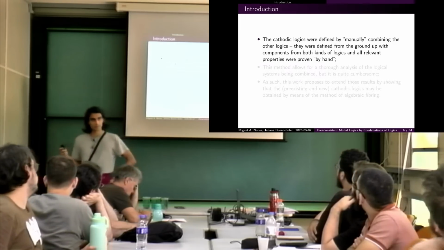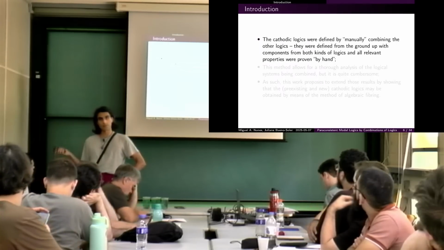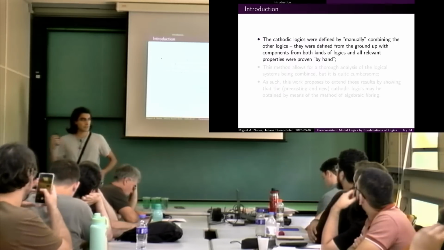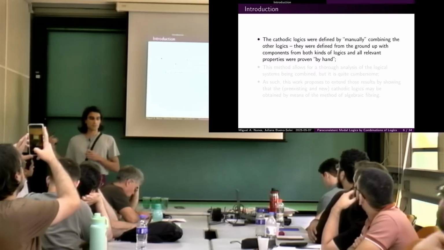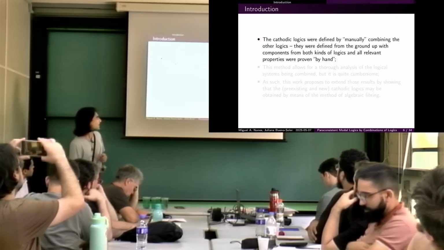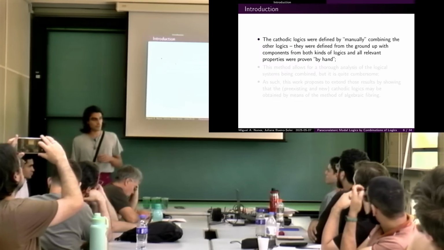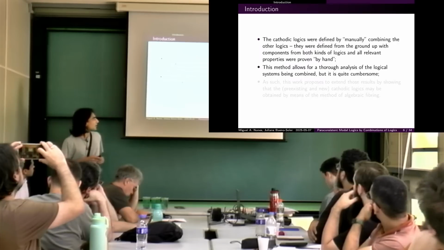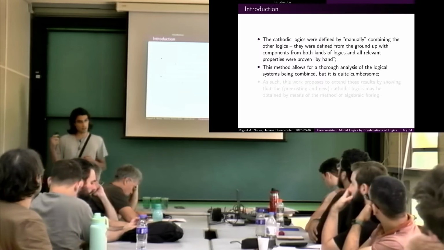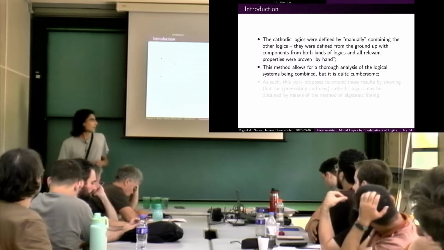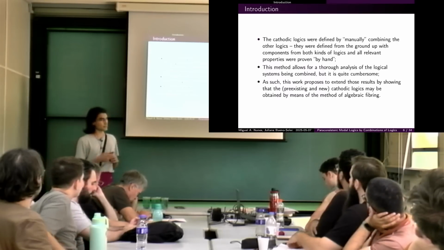These logics were defined in a, let's say, manual way, that is, she defined them from the ground up, defined their language, their syntax, their semantics, by basically picking and choosing components from both base logics. And relevant properties, those being soundness and completeness, were proven by hand. That is, she didn't get the proofs by some method, she just proved them from the ground up once again. Combining logics this way thus is not entirely negative. It allows you to analyze really thoroughly the logics that you're working with, but it is quite cumbersome. It's not easy at all.